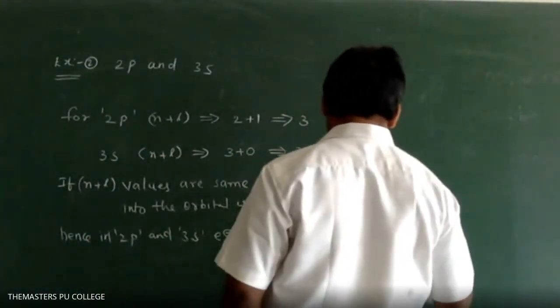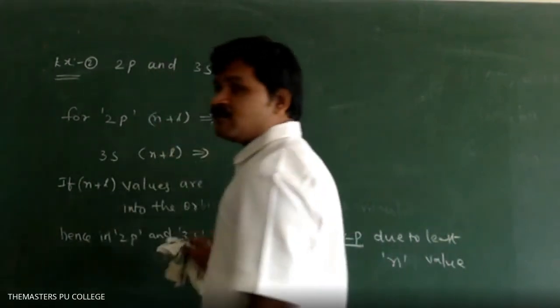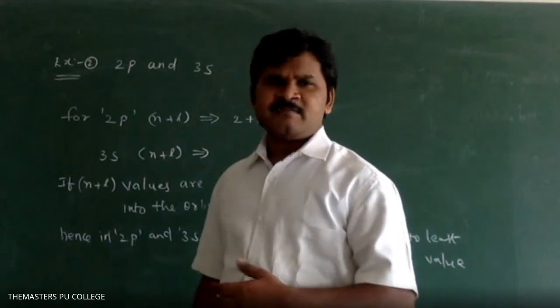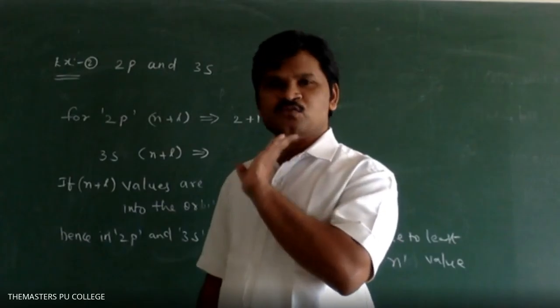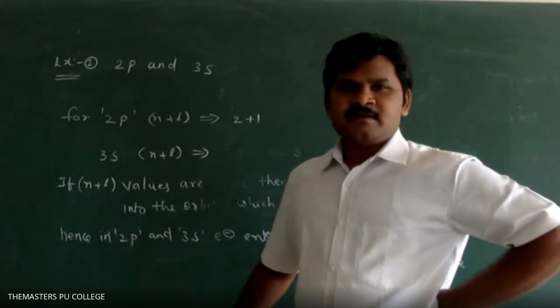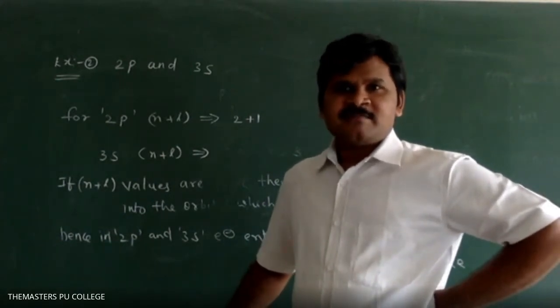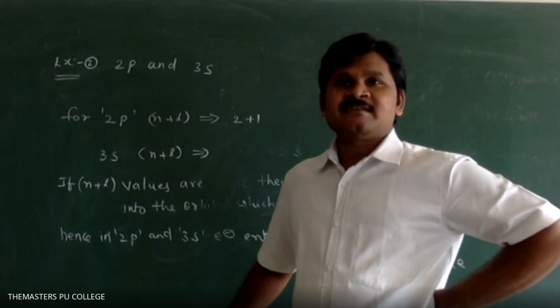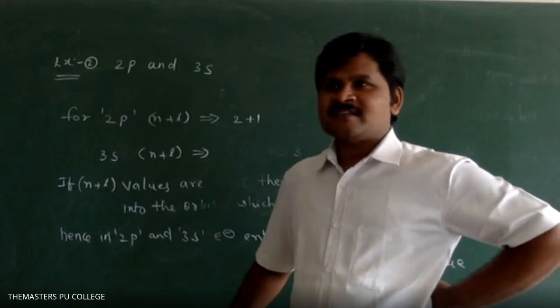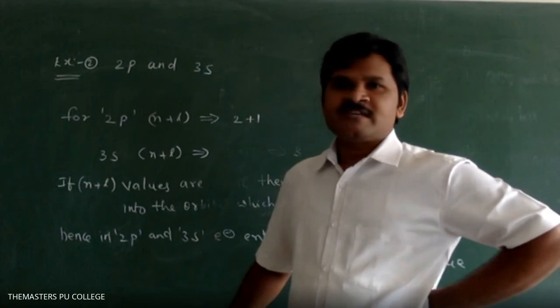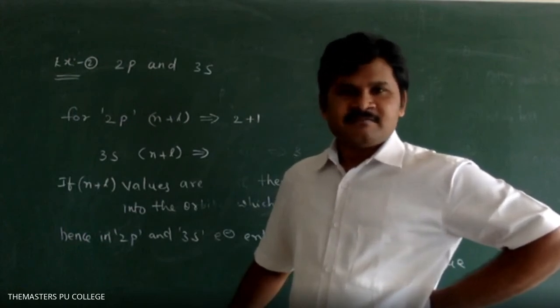3d, sir. Why? For 3d, how much is the n plus l value? The n value is 3 and l is 2, 3 plus 2, 5. For 4p, it is 5 also. The n plus l values are the same. Then which has the least energy? 3d, which has the lesser n value, 3. If the n plus l values are the same, we have to go to the next priority, the n value.